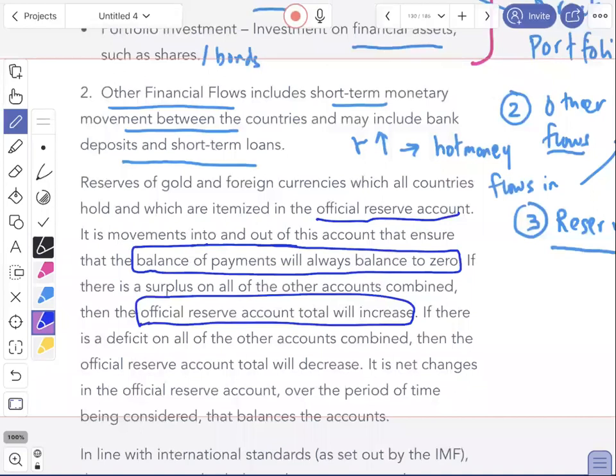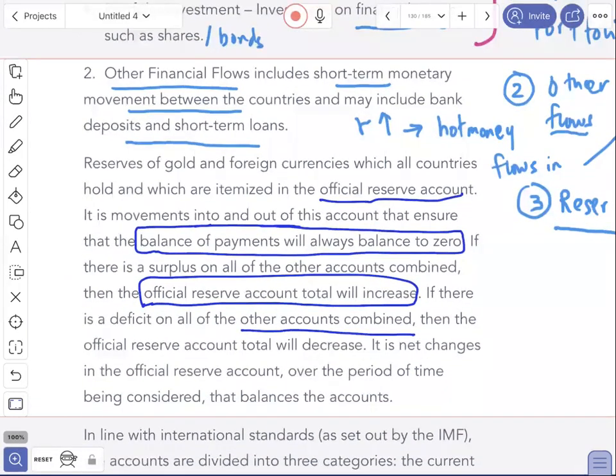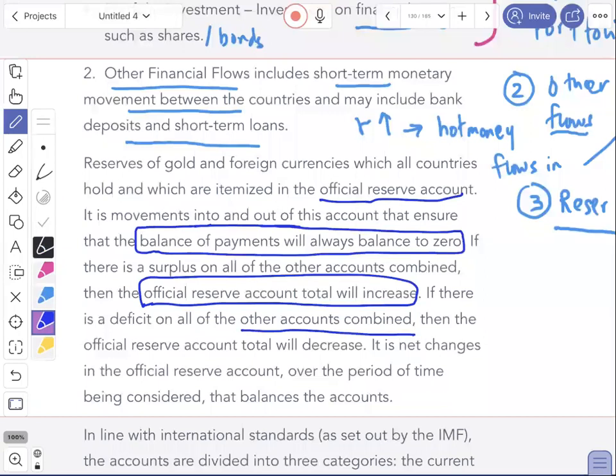We will increase the official reserves because there's a surplus in the BOP, right? If there's a deficit in all of the other accounts combined, let's say current account plus capital account plus financial account, then we say this, that we will decrease the overall reserves. Why? Because if there's a deficit, I will take the money from my reserves and plug it in here.